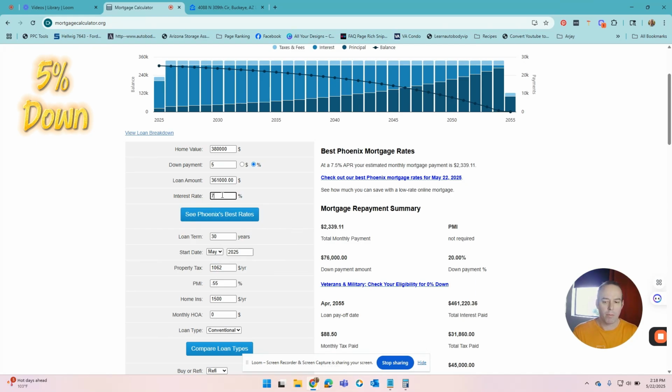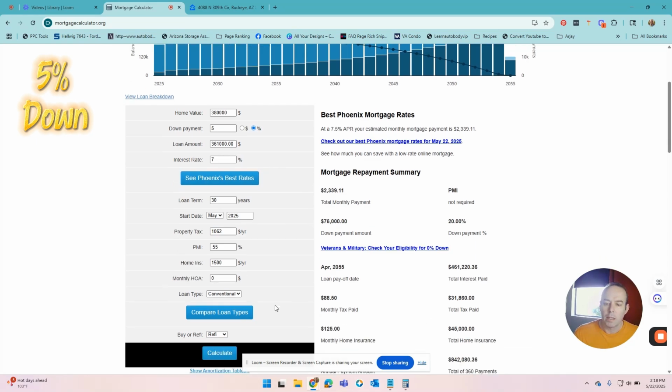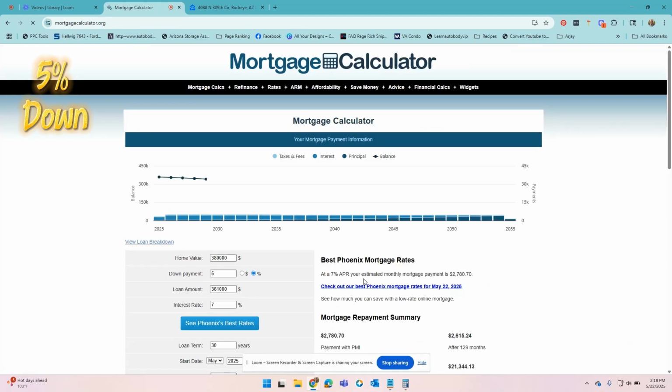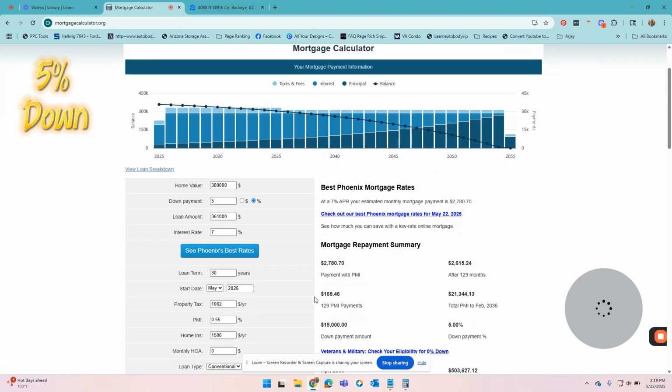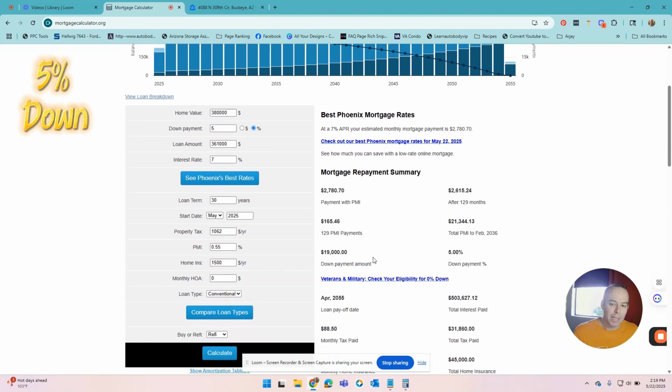If you want to be competitive, we'll go 7. And calculate now. So we were at 2,300. Now we're at 27. So that's a more realistic number for a $380,000 house, $360,000 loan. 2,800 bucks a month. That was kind of crazy.